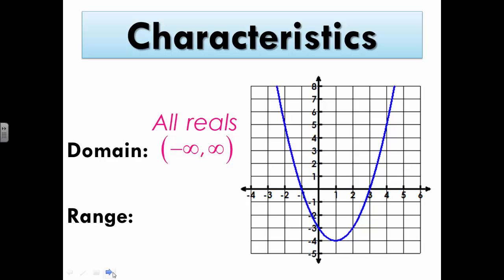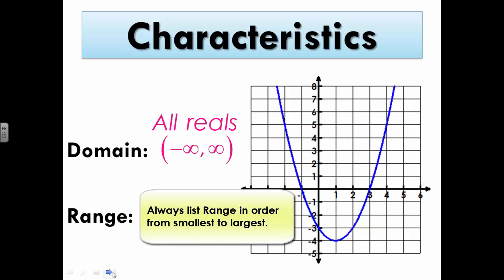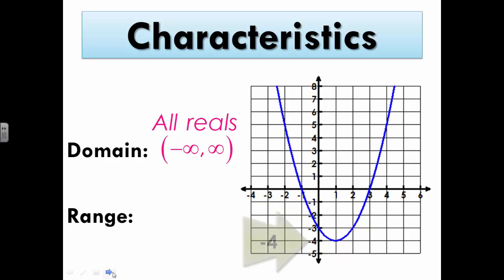Range, those are the y values. We always list this, write this down, in order from least to greatest, smallest to biggest. So I look at the graph and see what's the lowest y value. And that's -4. And on this picture it goes on into positive infinity. So I use a closed bracket on the -4 because it's included, and an open bracket for infinity because we can never put our finger on that number.